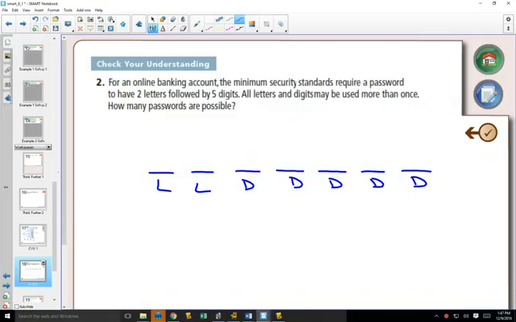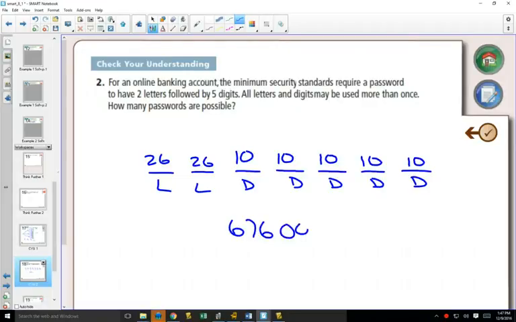Now, if this decision is a letter, how many choices do you have? 26. And this? How many digits are there? I heard there's 10, including 0, right? So 676, 5 zeros on the end. There we go. 67,600,000, right?